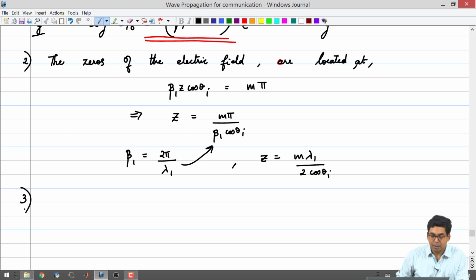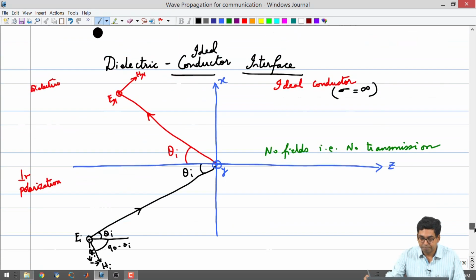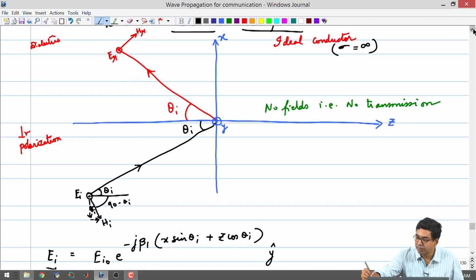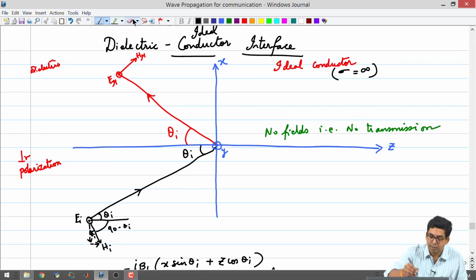What does this mean? If we go back to the configuration that we have drawn, if we travel along the negative z direction, away from this interface, there are fixed places where the electric field is going to be 0. Now, electric field equal to 0 can be interpreted in multiple ways, but we will look at it in a simple case from the example that we have taken itself.